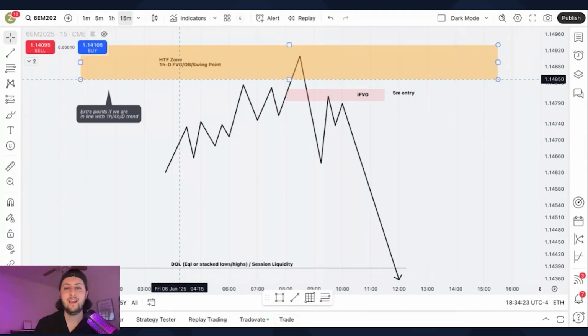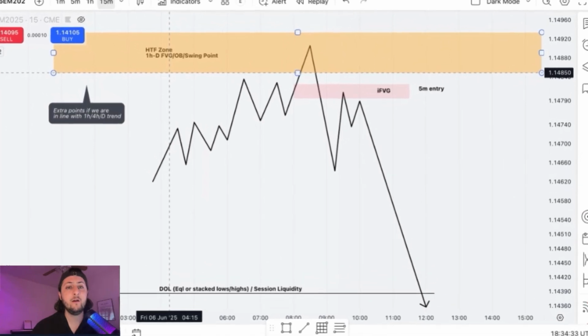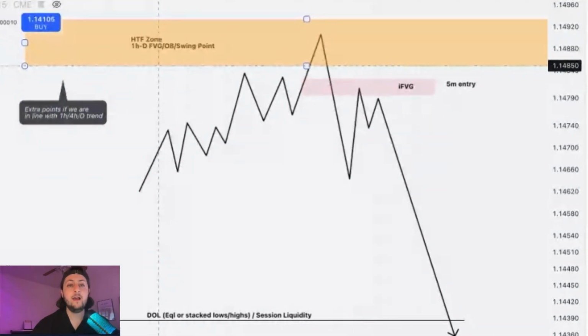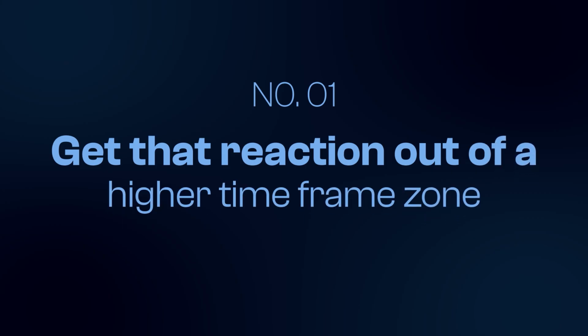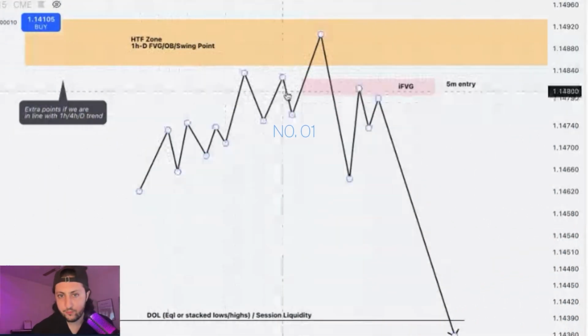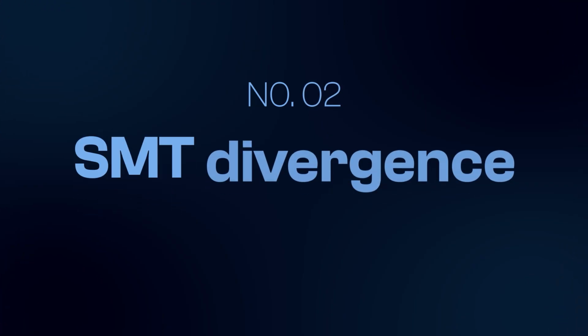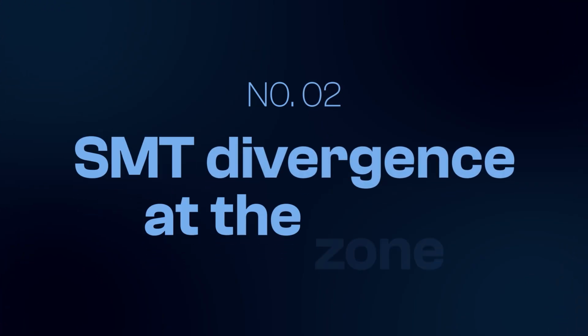Now, again, that's not a hard set rule in this model, but it will help you get the right entry. So we're going to be looking at a 5-minute entry, and we're going to be looking at a 1 hour zone. So that's the first thing. You need to get that reaction out of a higher time frame zone. Number two, we need to see SMT divergence at the zone.